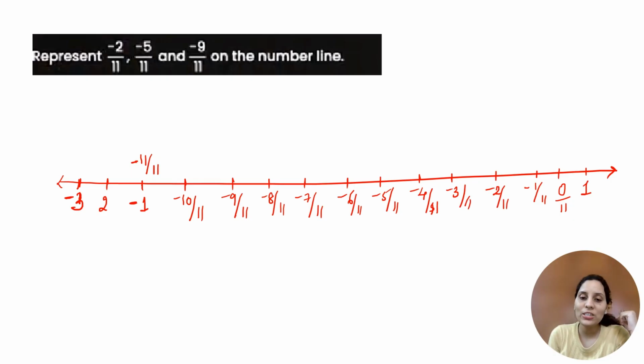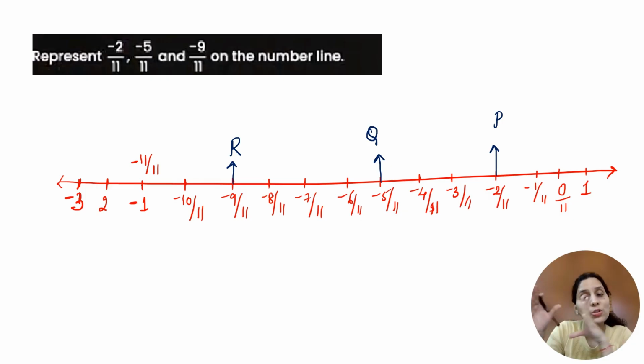Now what is the question asked? Minus 2 by 11. This is minus 2 by 11. Let me name this as P. Minus 5 by 11. This is minus 5 by 11. Let me name it as Q. And minus 9 by 11 is this one, R. So this is very easy. You just focus on the denominator. Divide them into those many parts. And then write it down.